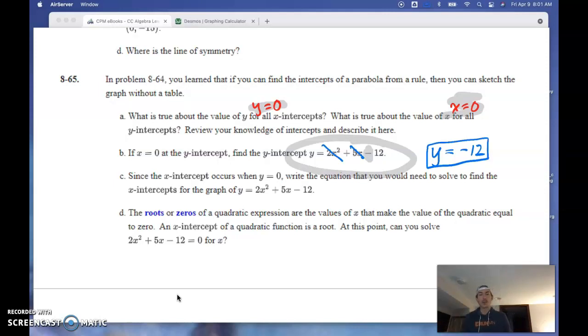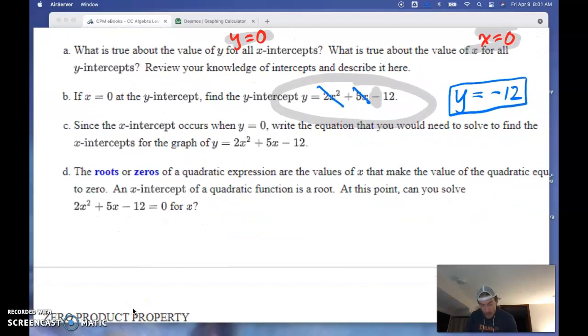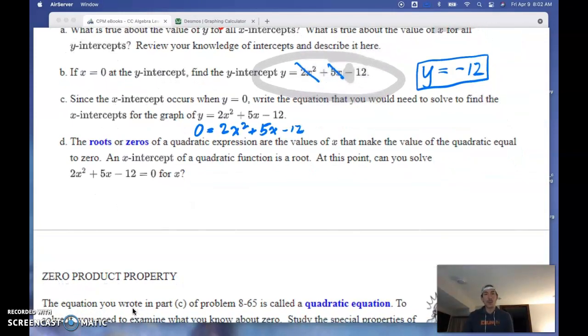Since the x-intercept occurs when y equals 0, write the equation that you would need to solve to find the x-intercept of this particular graph. Well, when y equals 0, we know we've got the x-intercepts, because those are the other points we want. I could simply trade out that y value for 0, and I could rewrite that. Okay, now look at what we've got here. This is a situation we've not quite been in yet. And part D is going to have us doing something here.